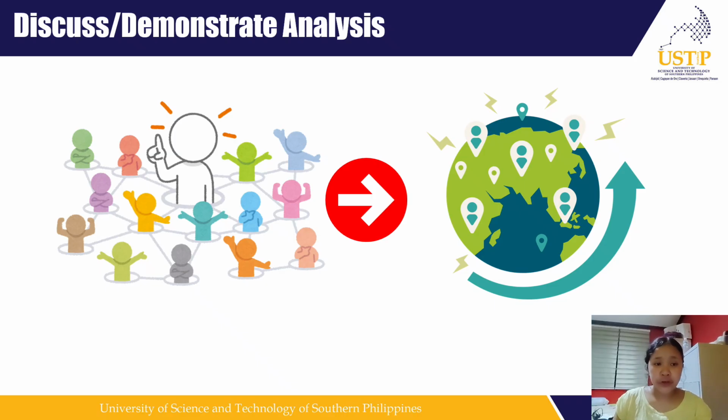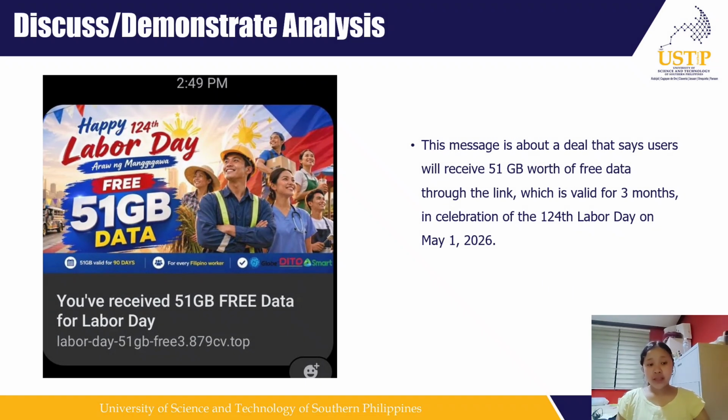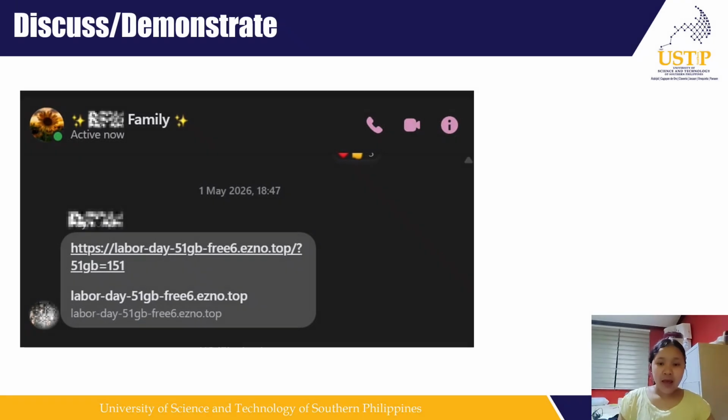So, I have here another example of misinformation, which is this message. This message is about a deal that says users will receive 51 GB worth of free data through the link, which is going to be valid for 3 months in celebration of the 124th Labor Day on May 1, 2026. Since this is this month, May, this message chain is still quite recent, and I chose to discuss this as a misinformation example because this is actually a personal example, from personal experience.